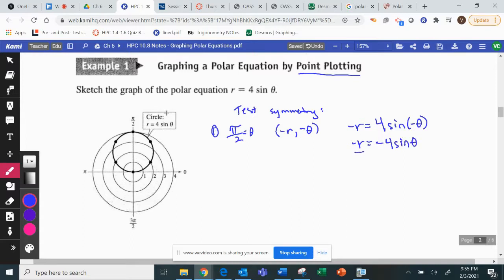And if they're both negative, I could divide both sides by -1, and I would get r equals 4 sine theta. And you can see that that's the original equation. So we do have symmetry about the pi/2 line.